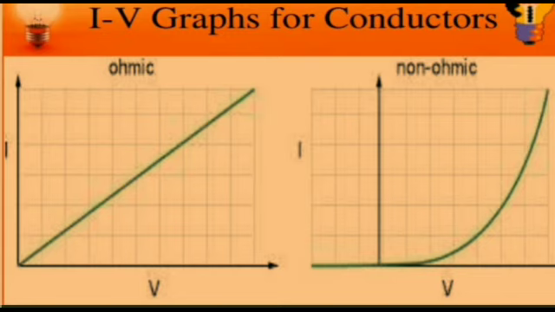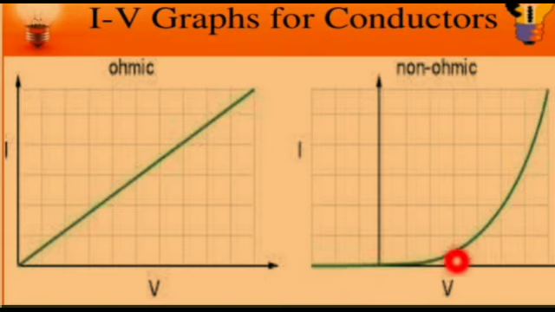Directly proportional means when you increase any one side, the other side also increases. But in a non-ohmic conductor, it is not like that. When you increase the voltage, there is no change in current. See, this is current, this is voltage. For example, 0.1 voltage increased, what is the current? Zero current.